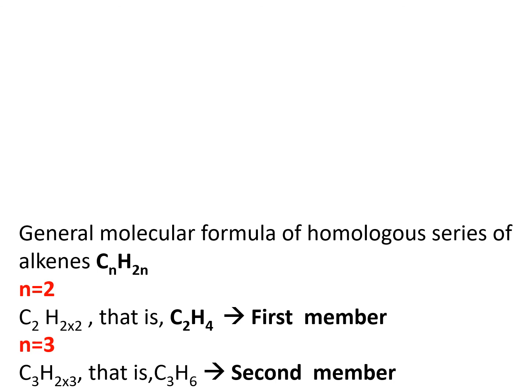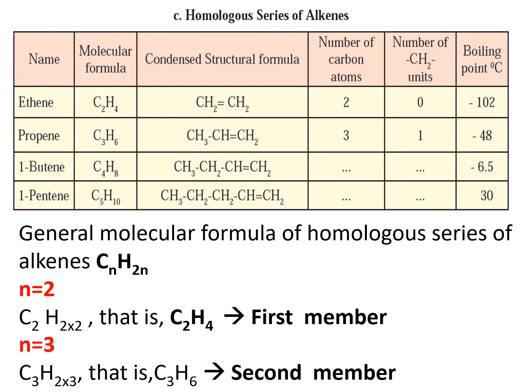Next, the general molecular formula for the homologous series of alkenes. Alkenes are CnH2n. I take n equal to 2. Why n equal to 2? Because methane has only one carbon. From ethene we start with the double bond, and that is why alkenes always have 2 carbons or more. Substituting n equal to 2 in the general molecular formula, I get C2H(2 into 2), which is C2H4, my first alkene, ethene.